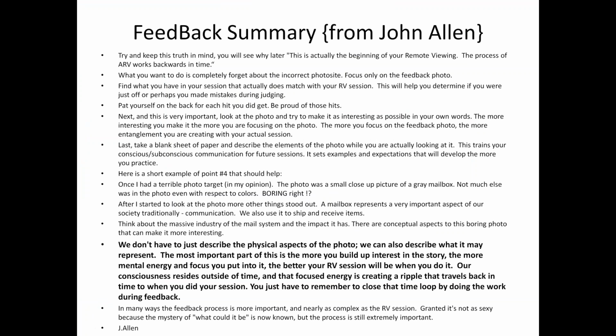Okay, now I highlighted this one. I had originally intended not to go point by point because I didn't think we would have time, but we're doing really great. And here's the one which you said that I thought was just a great summary. We don't have to just describe the physical aspects of the photo. We can also describe what it may represent. The most important part of this is the more you build up interest in the story, the more mental energy and focus you put into it, the better your RV session will be when you do it. Our consciousness resides outside of time, and that focused energy is creating a ripple that travels back in time to when you did your session. You just have to remember to close that time loop by doing the work during feedback. This was very well said.